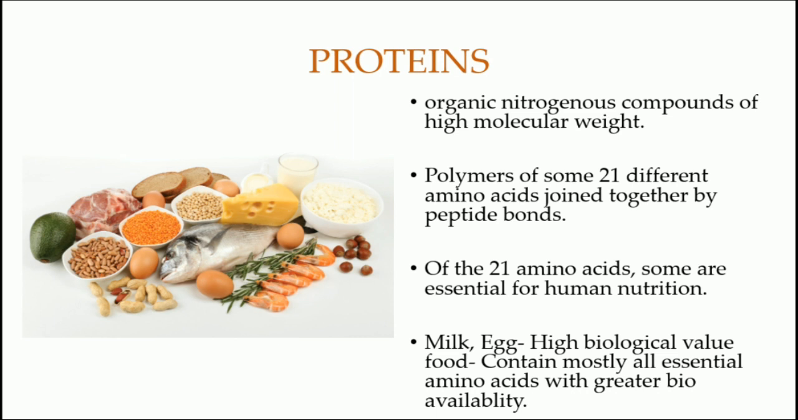We have to take care of these amino acids so that they can be supplied to the body through our diet, and therefore they are known as essential amino acids. There are various sources of proteins like pulses, milk, egg, and many. Milk and egg are considered as of high biological value food because they contain almost all the essential amino acids and have a greater bioavailability, meaning the amino acids are available to the body. Therefore milk and egg are considered as of high biological value.